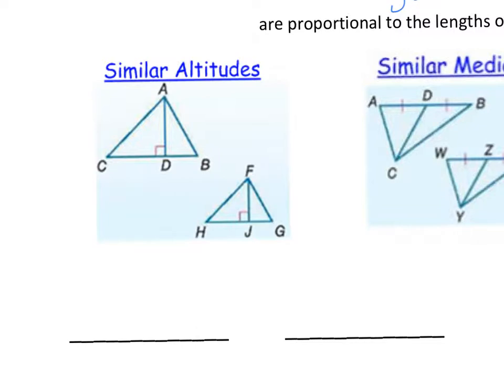With these altitudes, I have segment AB and FG. If these are similar, then those two segments are proportional. So AB over FG, that ratio is going to be equal to the ratio of the altitudes, which in this case would be AD over FJ.